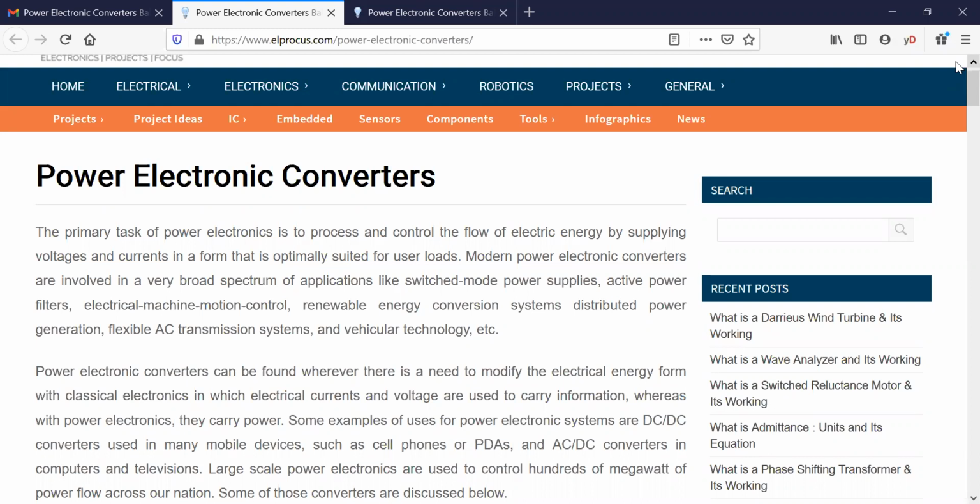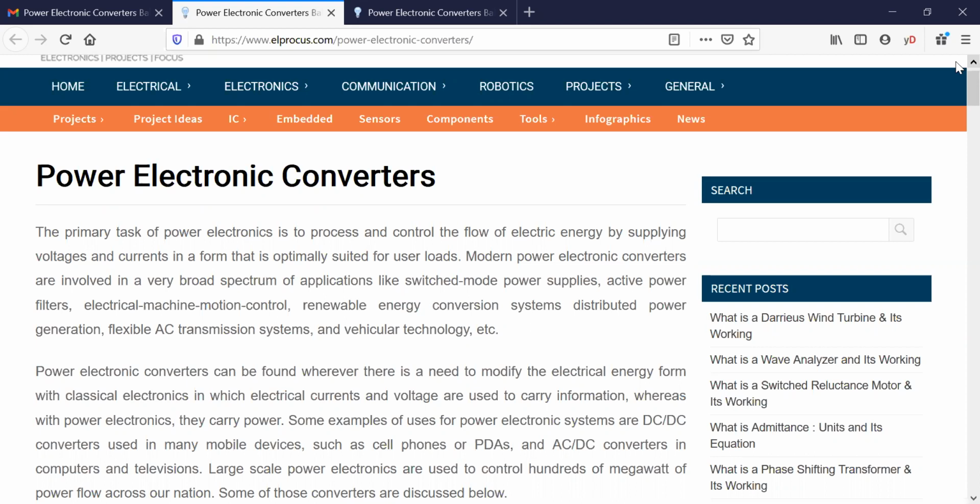Okay, so when we are talking about modern power electronic converters, they consist of an inverter and a rectifier. These are used in broad applications like switch mode power supplies, active power filters, electric machine motion control, renewable energy conversion systems, distributed power generation systems, flexible AC transmission systems, etc. And in many other applications we are using power electronic converters.